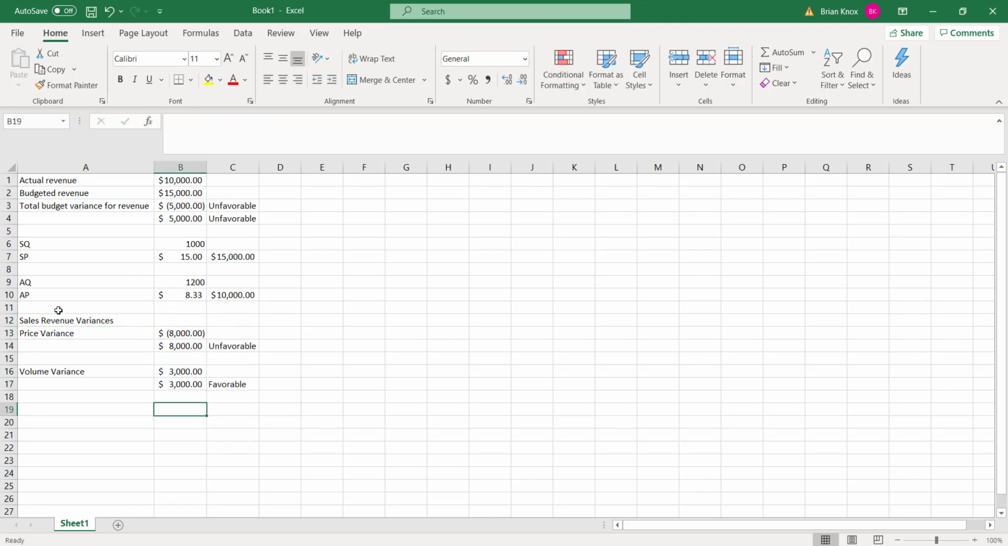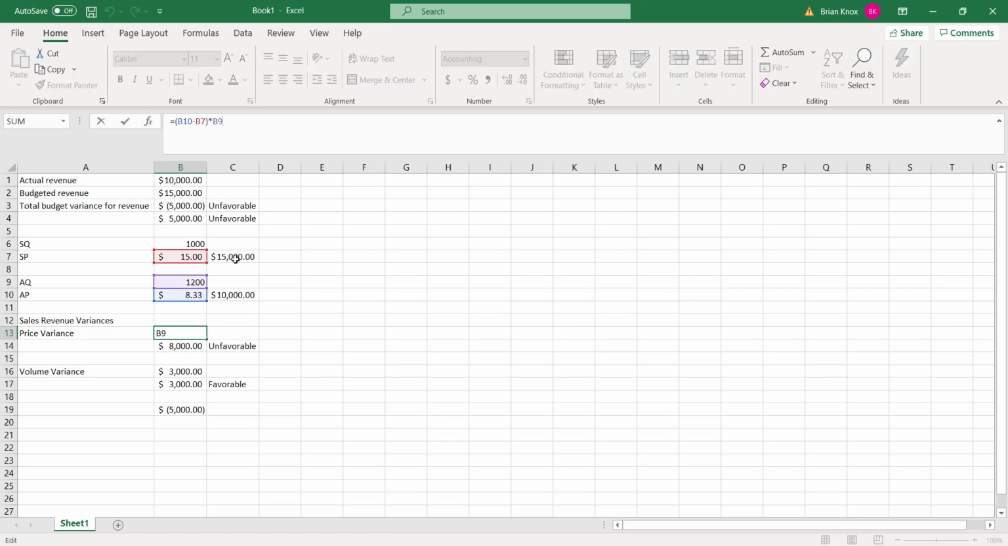Okay, now if you took the sum of these with their signs still attached, you end up with the same as the overall budget variance. We're simply splitting this total budget variance for revenue into its component parts that will allow us to trace down responsibility. So let me go back and show you how these equations work.